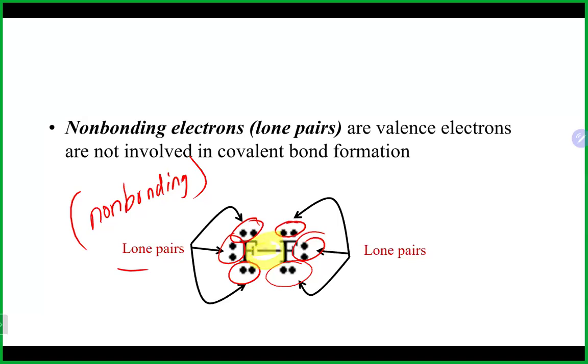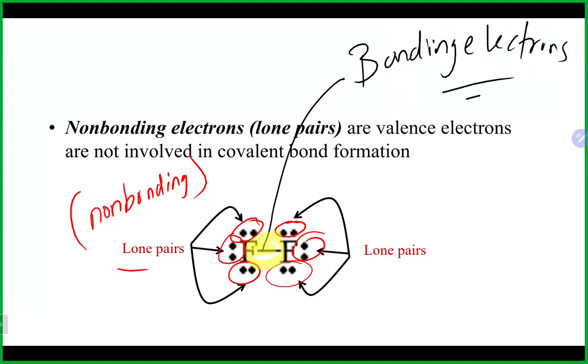So these electrons here in the middle, which are involved in bonding, also have a very creative name. These are known as bonding electrons. Yeah, so that makes sense, I suppose. So electrons involved in bonds are referred to as bonding electrons.